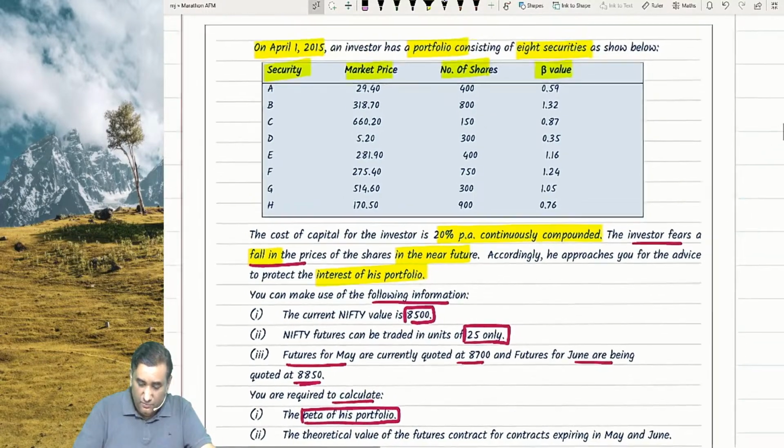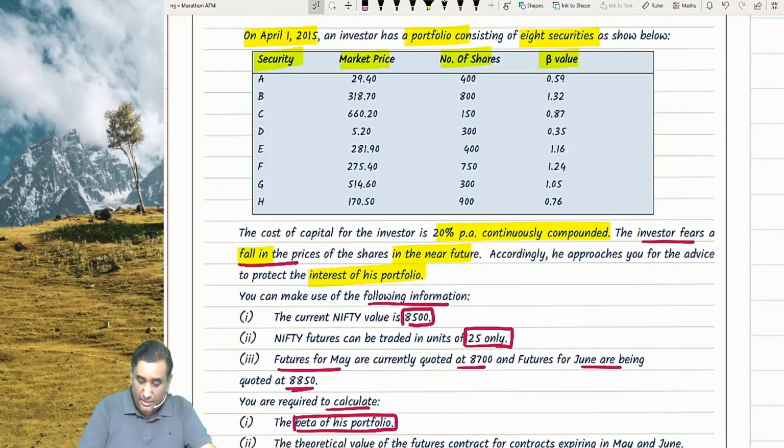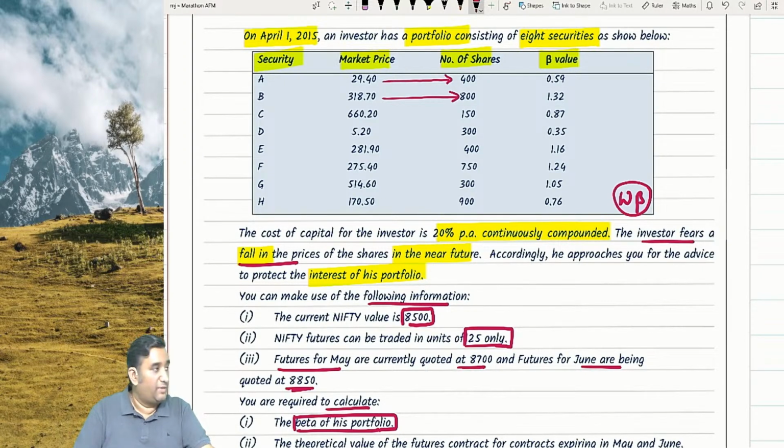Third part I'll discuss. When you calculate the beta of the portfolio, you have to multiply market price into number of shares, you'll get the amount, and then you will get the total amount. Calculate the weights, and then multiply by beta and calculate the weighted average. The weighted average beta will help solve the question.